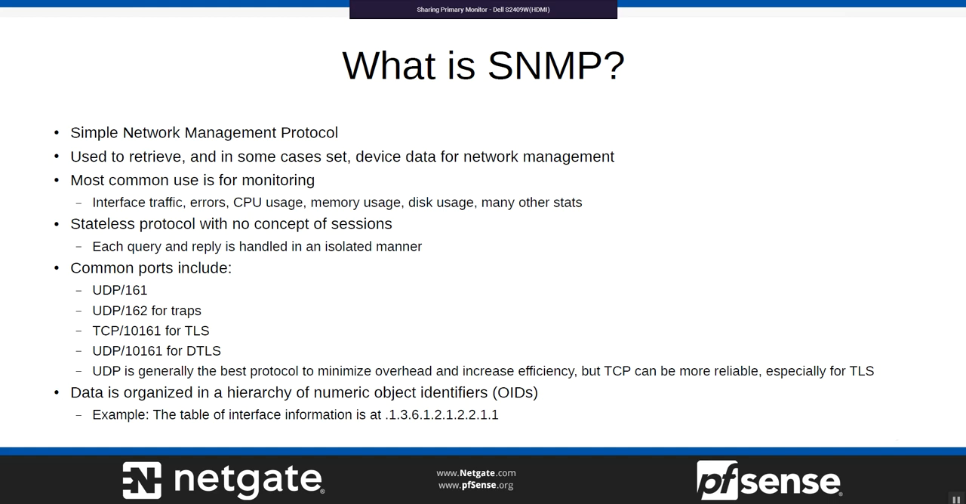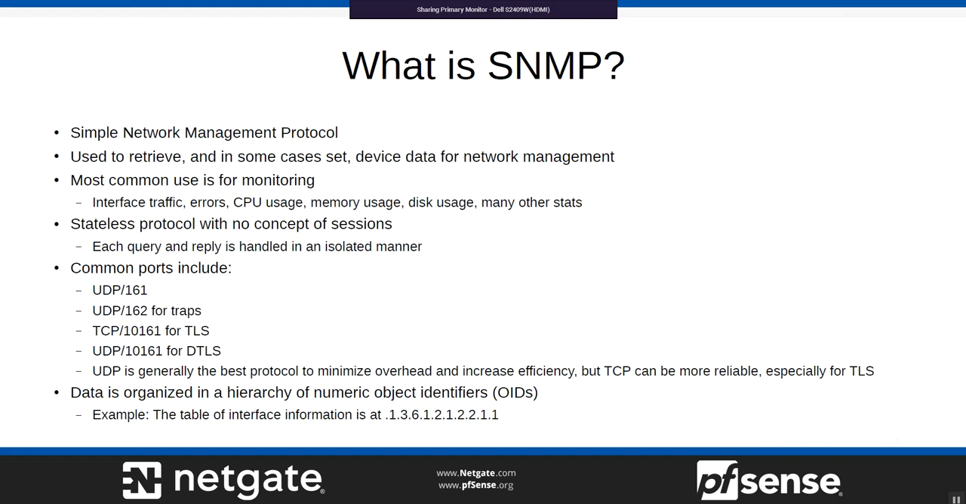In general, UDP is the best to use. There's less overhead, and it's a little bit more efficient for bulk data transfer like that. But TCP can be more reliable, especially if you're trying to use it for TLS. SNMP support for TLS is kind of hit and miss as it is, and DTLS is even more hit and miss than regular TLS, mainly in terms of client support.